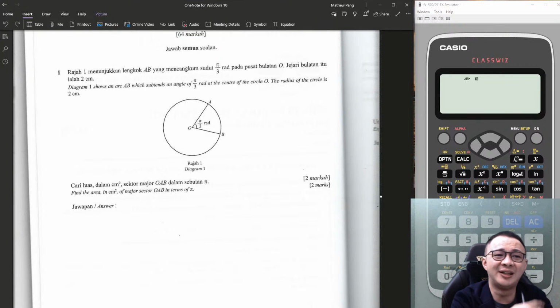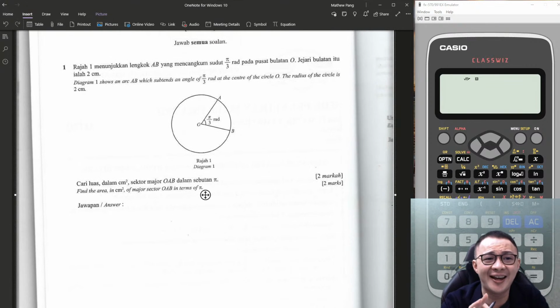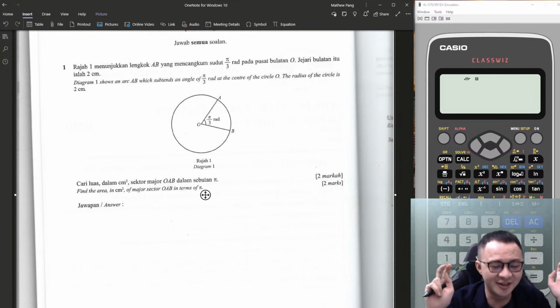Compared to the last year's SPM paper, I believe this is also the first KSSM paper, right? Because 2020 was still KBSM, right? So this one is considered the first KSSM paper.